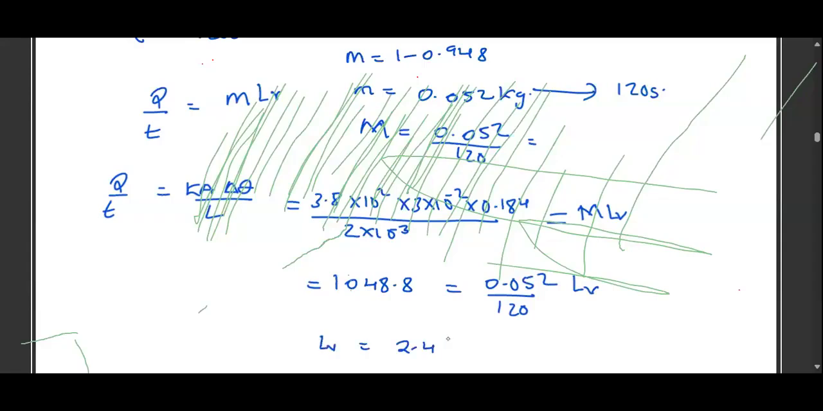2.42 times 10 power 6. These are going to be joules per kilogram. This is going to be the specific latent heat of vaporization of water. That is going to be the value that we have come up with.